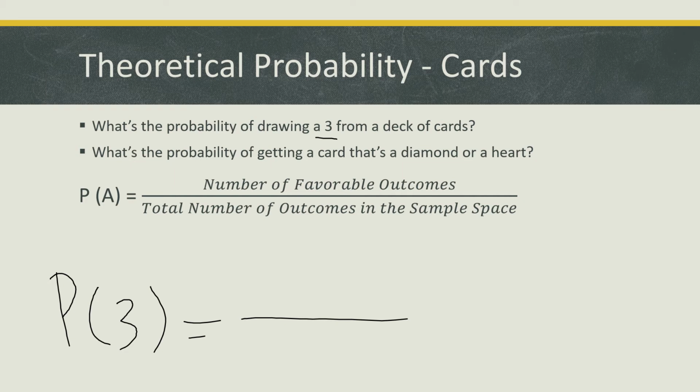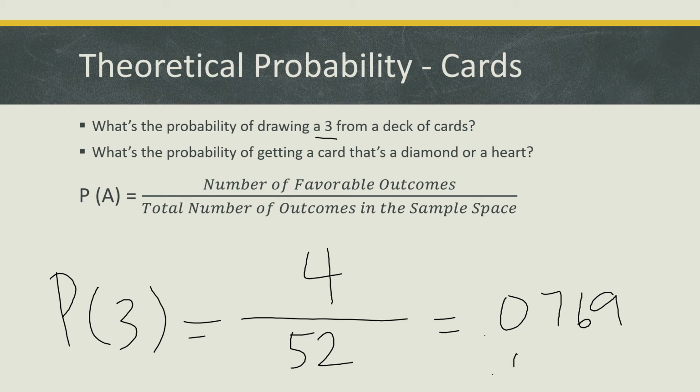There's a 3 of hearts, a 3 of diamonds, a 3 of clubs, and a 3 of spades. So there are 4 3s in a deck of cards, and there are 52 cards total in a deck. If you type that into a calculator, you should get this decimal. And if you were to round, say to the nearest hundredth, you would have 8 hundredths. And again, this is between 0 and 1/2 as a probability, so this is called unlikely.